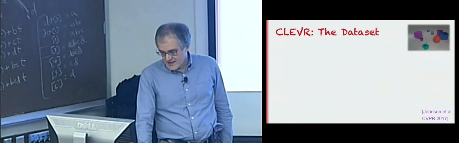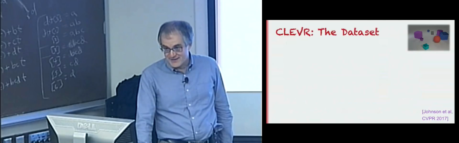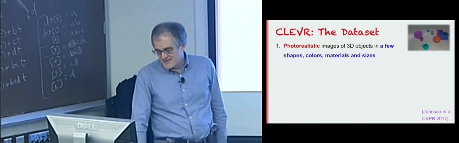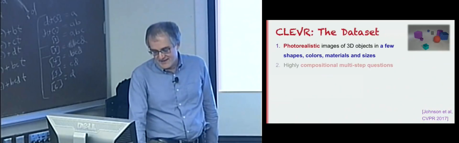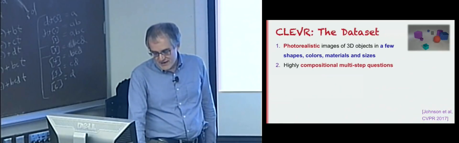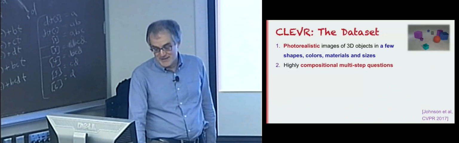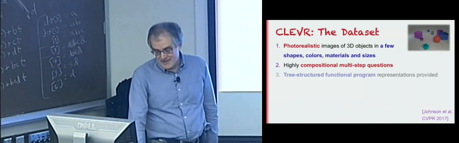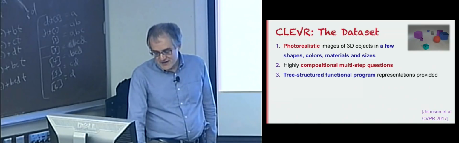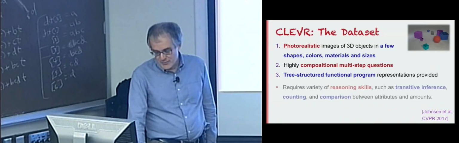Okay, so there are some things that are bad about the data set, and I can discuss those maybe later, or you can ask the questions. But there are also some things that are good about the data set. We have these 3D images with a few shapes, colors, materials, and sizes. There are highly compositional multi-step questions. That's good for me. There are these tree-structured functional programs that I just showed you one of.